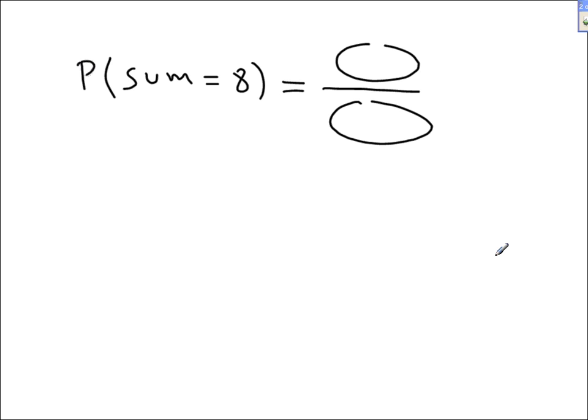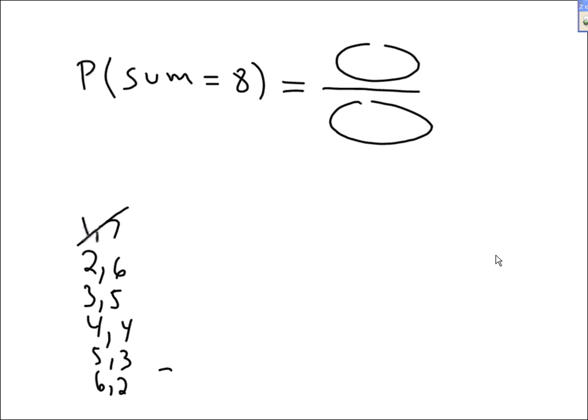To get an 8, you can get a 1 and a 7. No. I wanted 1 to be first. You can get a 2 and a 6. You can get a 3 and a 5, or a 4 and a 4, a 5 and a 3, a 6 and a 2, and then you say 7 and 1. No. So it is those 5 outcomes that are the favorable ones.